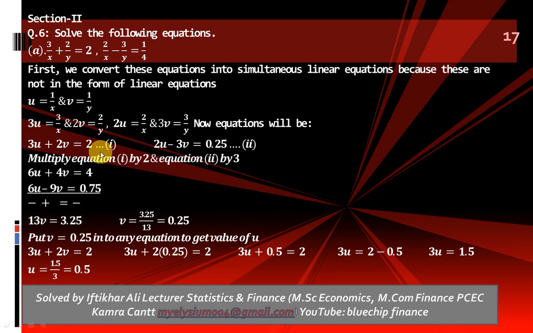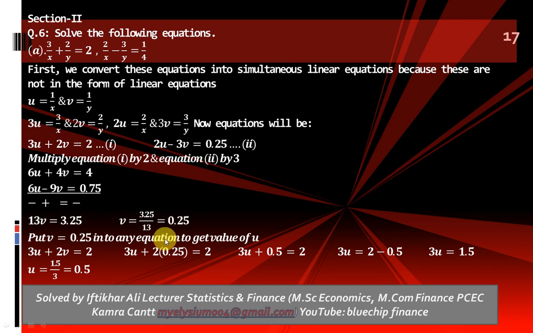So after converting the equations, we just simply multiply equation number 1 by 2 and equation number 2 by 3 to cancel the u. So I am going to change the signs here, and 6u plus 6u will be cancelled with minus 6u, and 4v plus 9v will be equal to 13v, and 4 minus 0.5 will be equal to 3.25, and v is finally equal to 0.25.